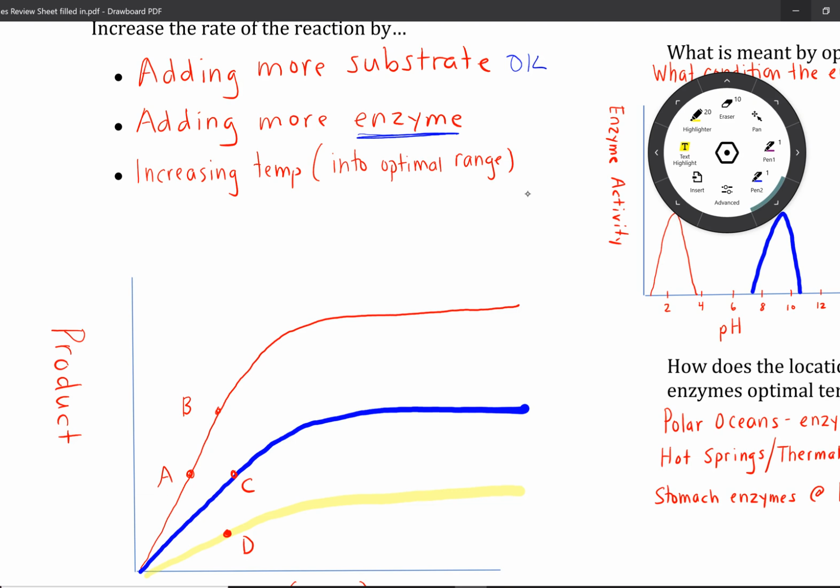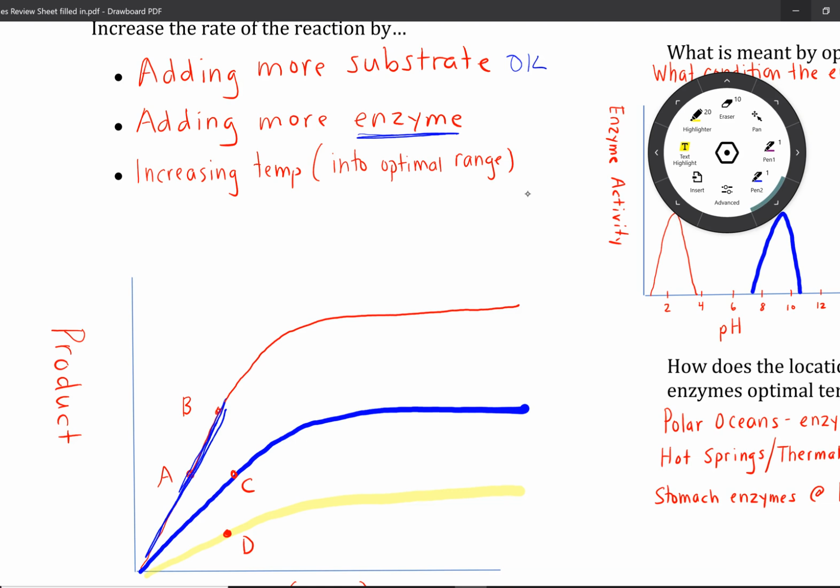So if we look at our blue line in the middle as the benchmark, if we add more enzyme, then we jump up to the red line. If we have less enzyme, then we fall down to the yellow line. And that should make sense. You can see here in this area that A and B are the same exact rate as each other. But does that line have a faster rate than both C or D's line? And that's the key. So by adding more enzyme, you speed up the rate and you will make or digest more of the substrate.